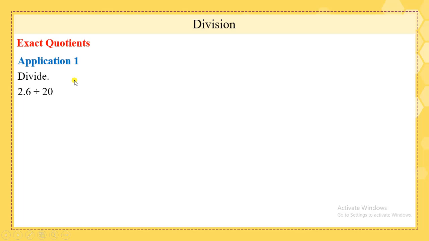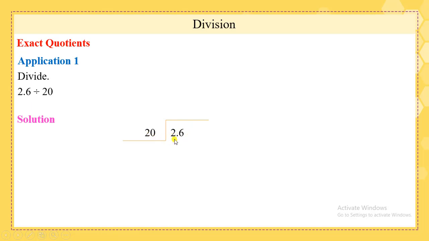Application 1. Divide 2.6 by 20. Pause the video please and solve the application. We will begin our division. We are going to choose only one digit to begin our division because we're not allowed to choose from the decimal part any of its digits from the first step.